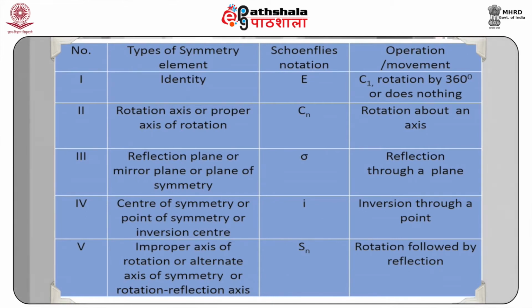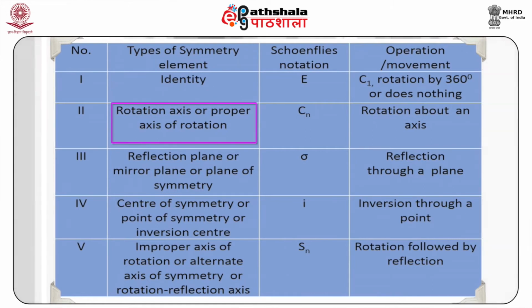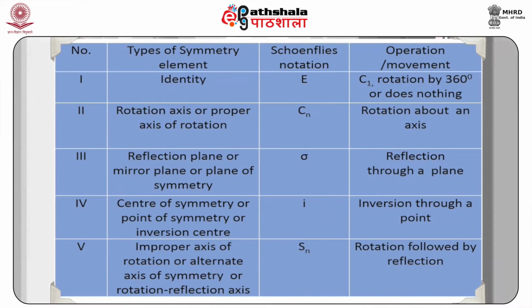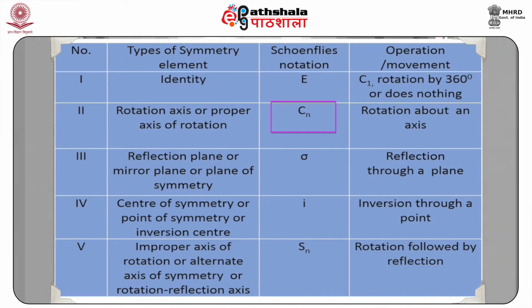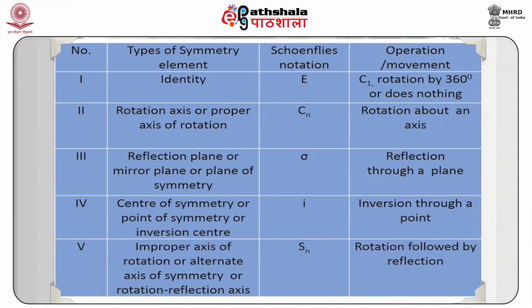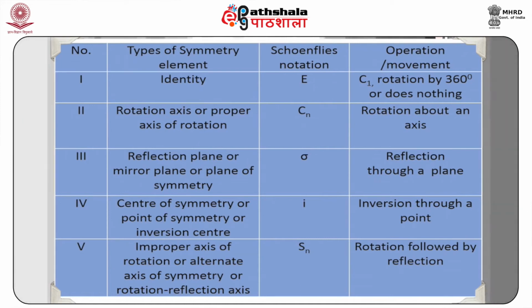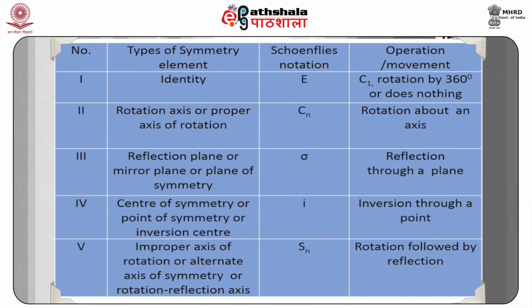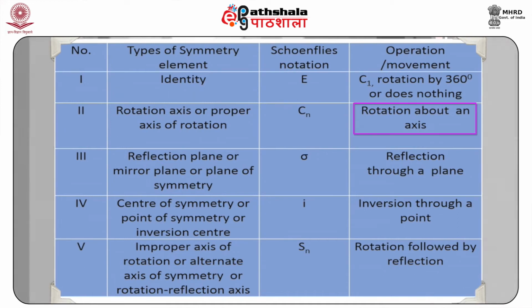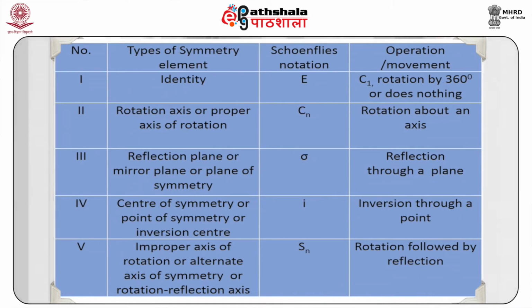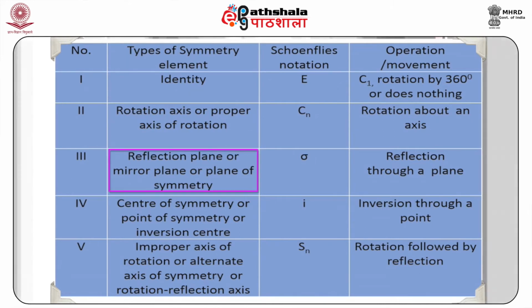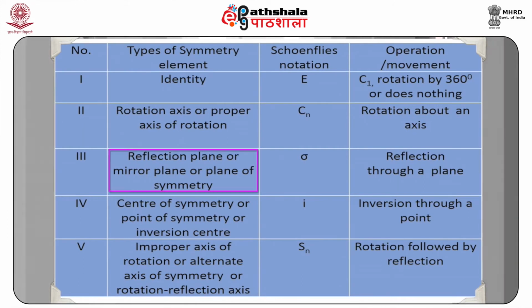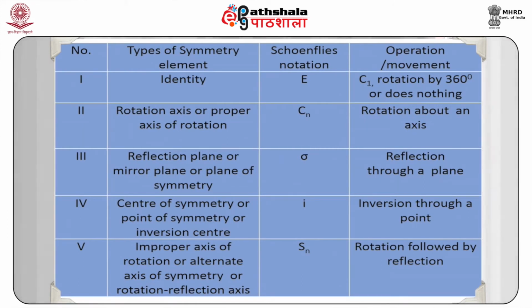Now, the second symmetry element, the symmetry axis or proper axis of rotation, the symbol given is Cn. C means cyclic, n means the number of times the operation can be carried out so that I can reach the original position, or even you can say the order of the group. Now, what we do in this rotation action, we rotate the object about the imaginary axis. Now, the third symmetry element is the reflection plane or mirror plane or plane of symmetry. The symbol is sigma.